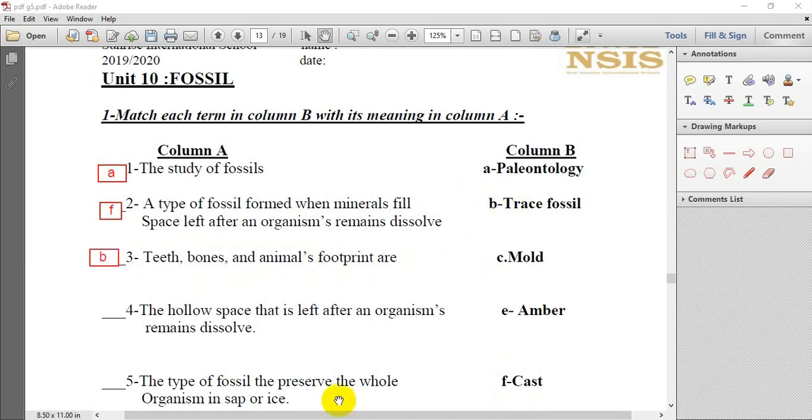Question 4. The hollow space that is left after an organism remains dissolved. This hollow space is called mold. Letter C.